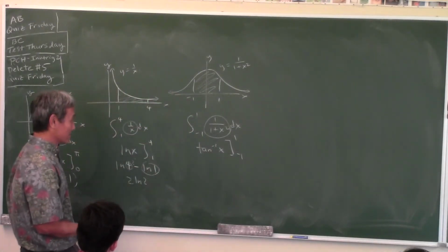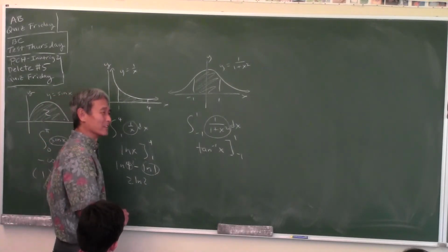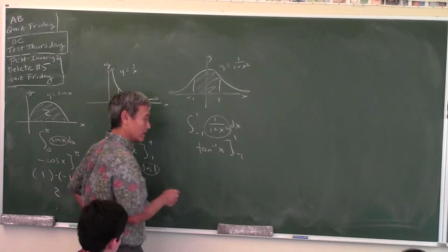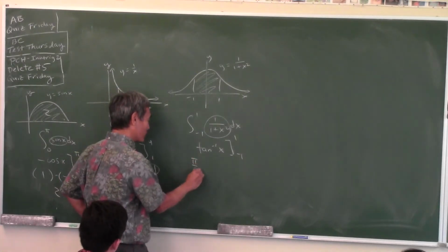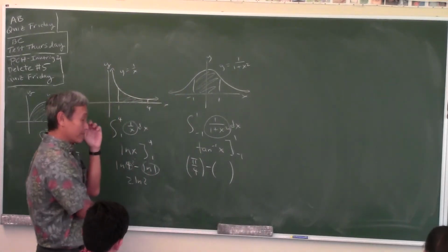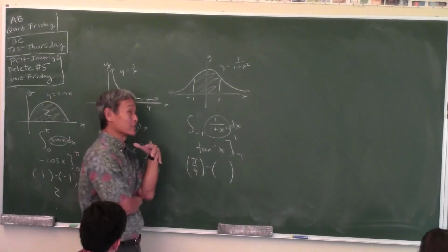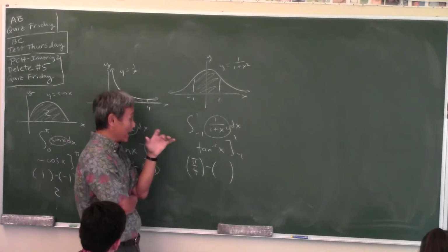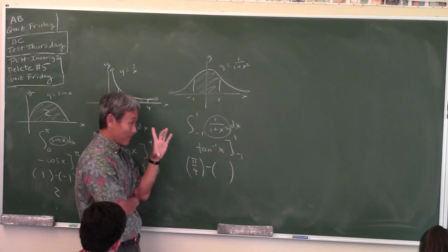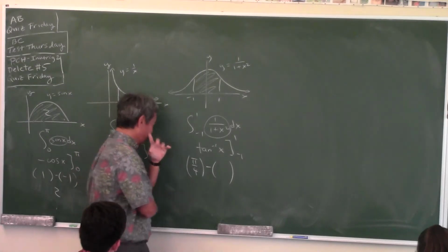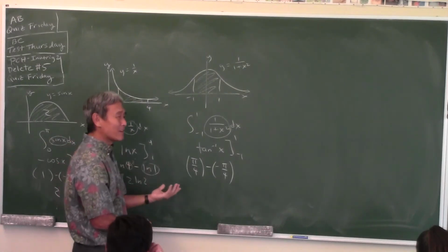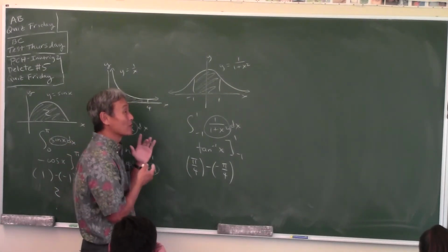This is where you guys have problems. Tan inverse 1. That means the tangent of what angle is 1? Pi over 4. Okay, plug in the bottom number. Tan inverse negative 1. That means the tangent of what angle is negative 1? But the answer has to be in that range, remember? Negative pi over 4. How come it's not 7 pi over 4? Because 7 pi over 4 is not in the range.